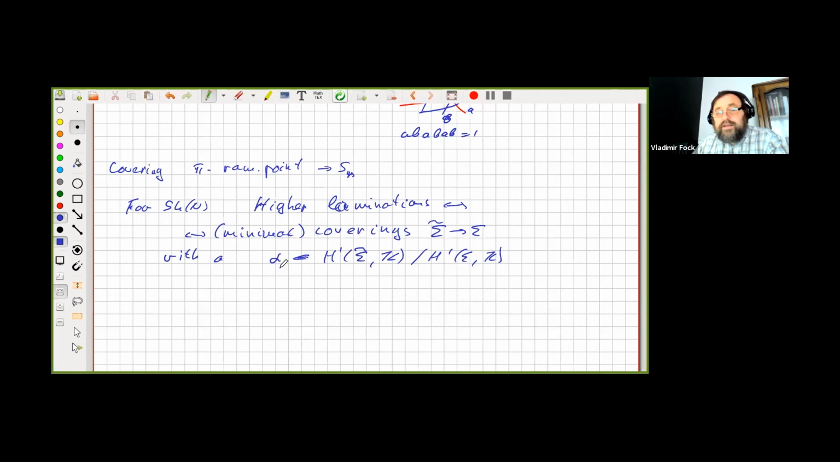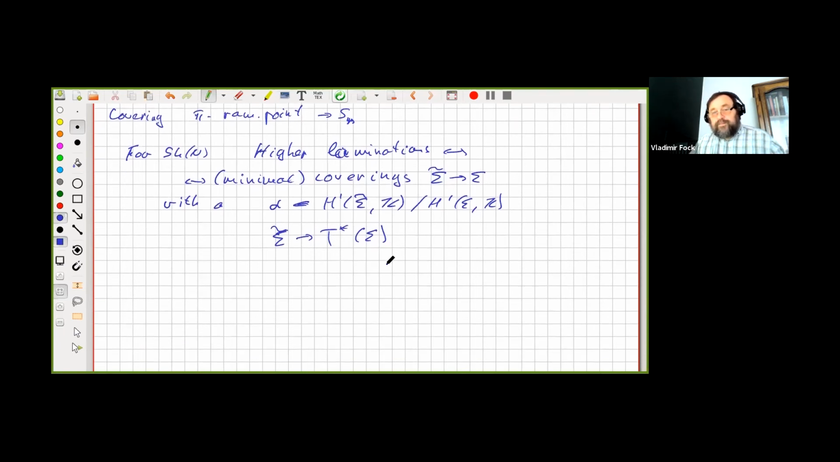So I claim the following: this is a spectral curve, but a spectral curve understood in a very rough sense. It's no longer a complex curve, but if you have a covering equipped with a one-form which is closed, then it gives you an embedding of your covering sigma tilde into T star of your curve. Or the other way around: if you have a curve in T star of sigma which covers the curve sigma, it is the same thing as a covering equipped with a one-form.